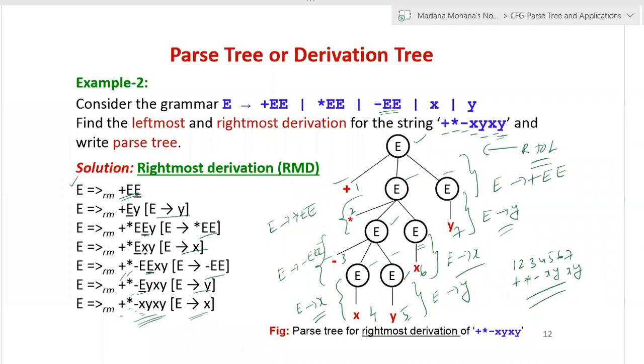So like that, for any given context free grammar and any string, we can find the leftmost derivation as well as the rightmost derivation. Then once derivations are obtained, we can build or construct their corresponding derivation trees or parse trees.